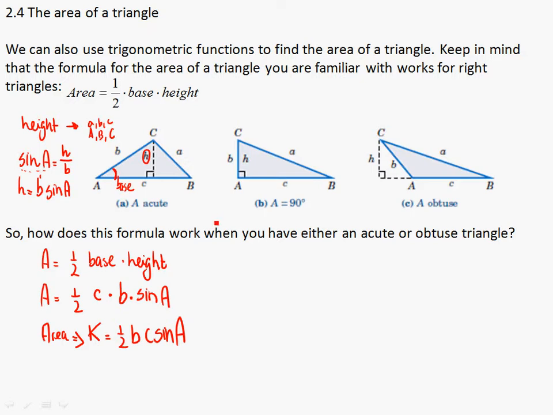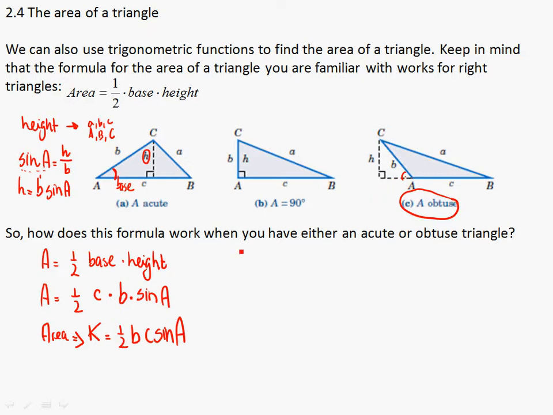It also works for the obtuse triangle, because here the height again is perpendicular to C, so we would be writing the same thing. Now you have angle A over here, you would just do the same thing, you get H over B, and it works the same way in the obtuse triangle.